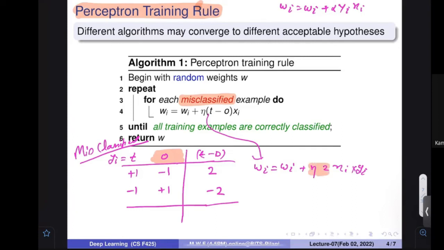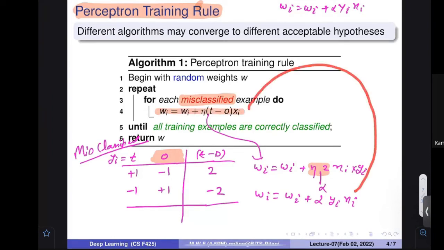So here also one thing I can do. Why 2 eta? Instead of 2 eta, can I write alpha? If yes, then I can write this equation: wi is equal to wi plus alpha times yi xi. It is just a kind of rearrangement. So you can see that the formula I have written over here is the same formula that we have talked about earlier.